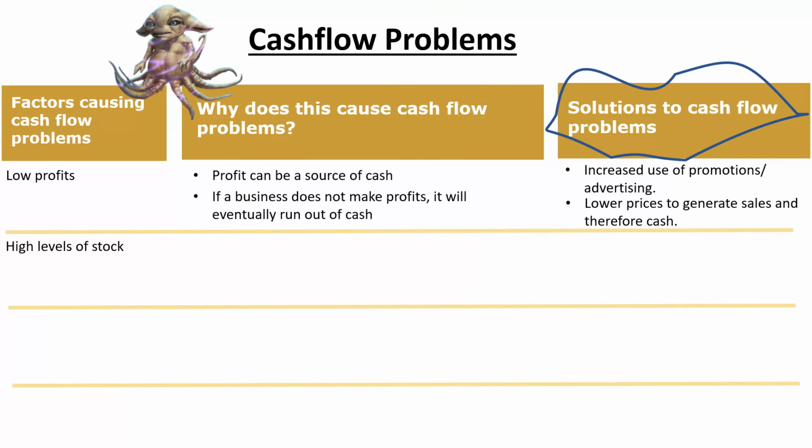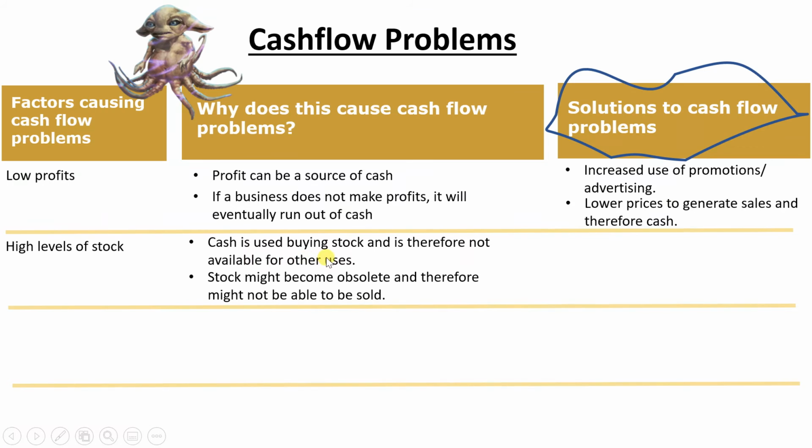The next factor causing cash flow issues, high levels of stock. I hope you're finding these factors quite weird, because you might think that they are actually a good thing, but let's explore that a bit further. Why does having high levels of stock cause a problem? The cash is used buying stock and is therefore not available for other uses, so it's bought stock but you can't do anything else. The stock might become obsolete and therefore might not be able to be sold. Obsolete is another word for outdated.